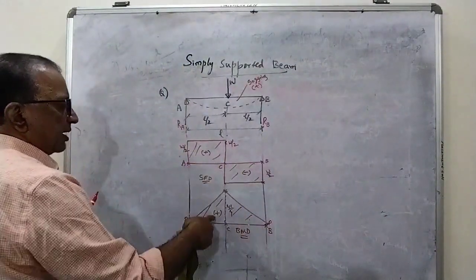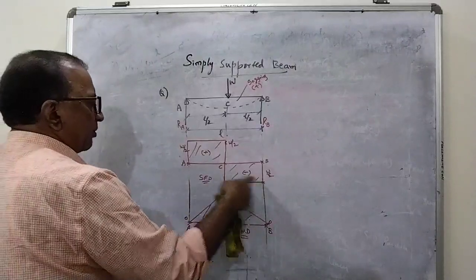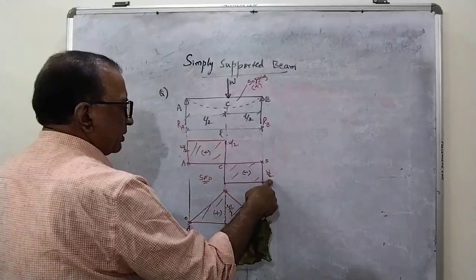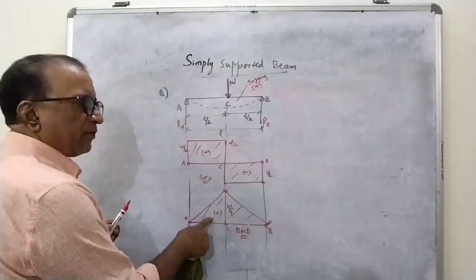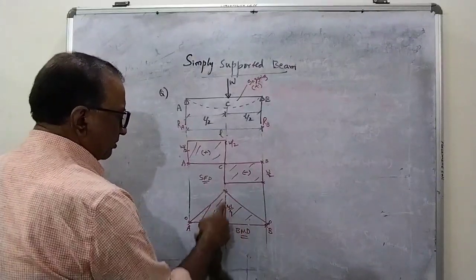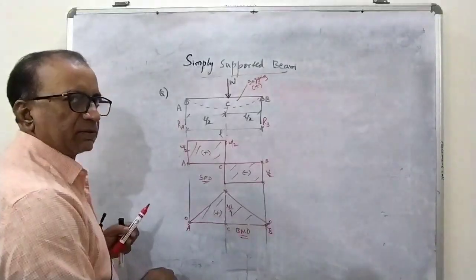So these are the two diagrams: how the shear force is varying from left hand to the right hand, with a maximum of W by 2. In the same case, this is the variation of the bending moment diagram from left hand to the right hand with a maximum of WL by 4 at the center.